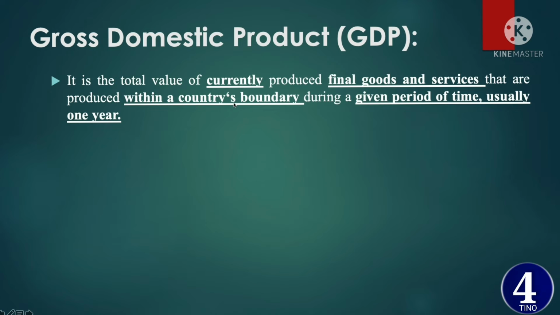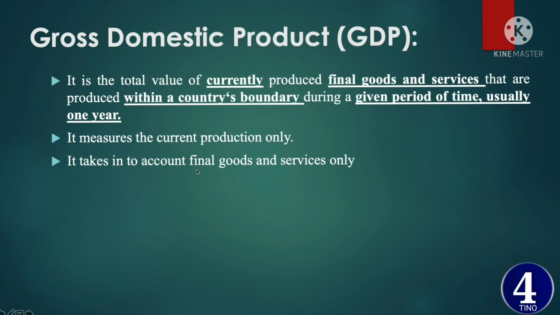production within a country's boundary, which means that we will count, as we have seen in the slide before, everything produced within the country, irrespective of the citizenship of the workers, and also at a given period of time. If it is for 2020, or it will be for 2021, or it will be for 2022. So we have to specify the period of the GDP consideration, and most of the time it is 1 year. So here we can understand that GDP measures current production only. Second, it takes into account only final goods and services in order to avoid double counting of outputs or resources.